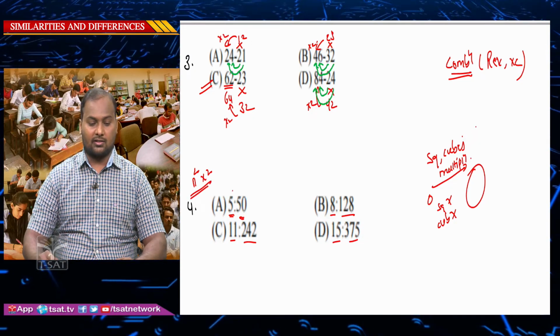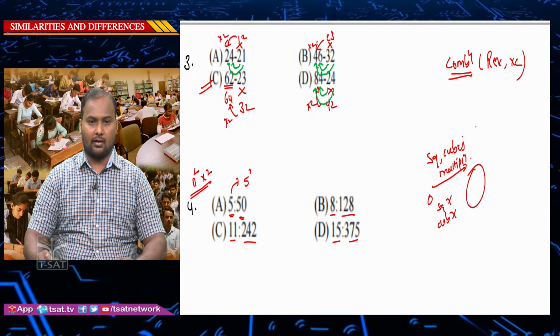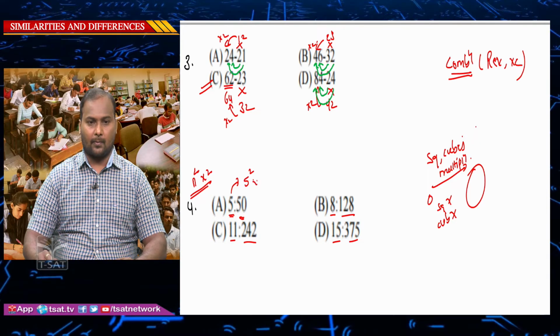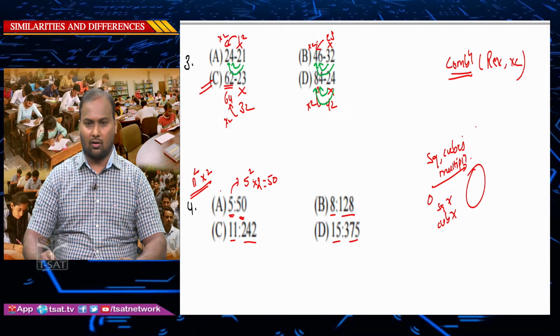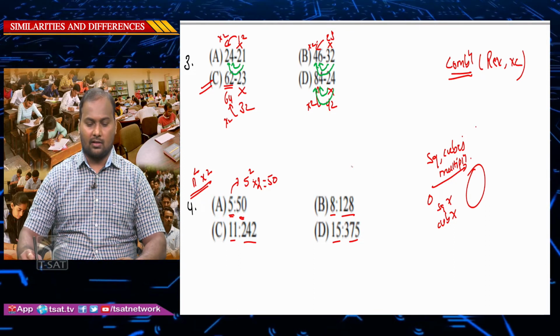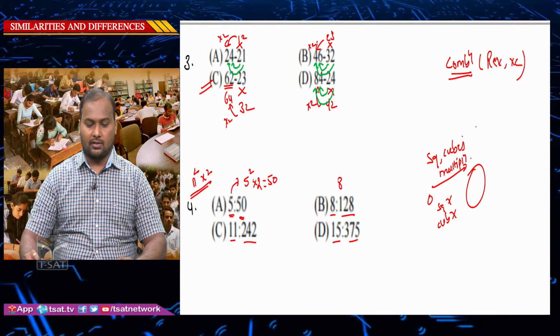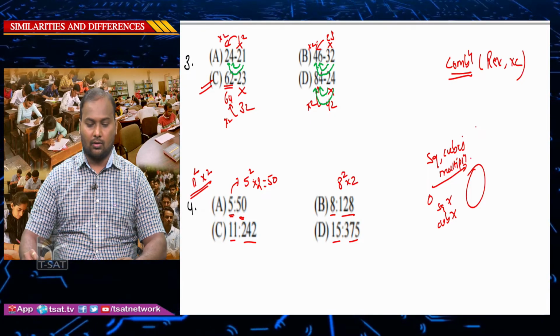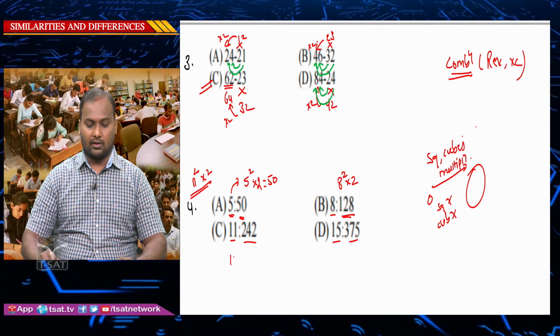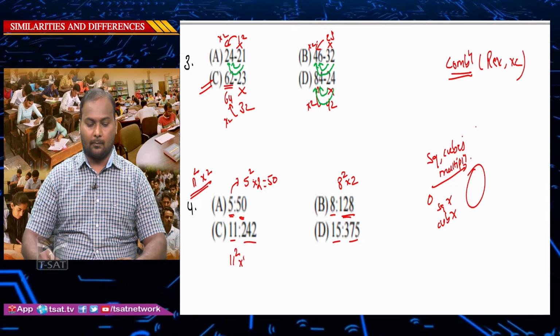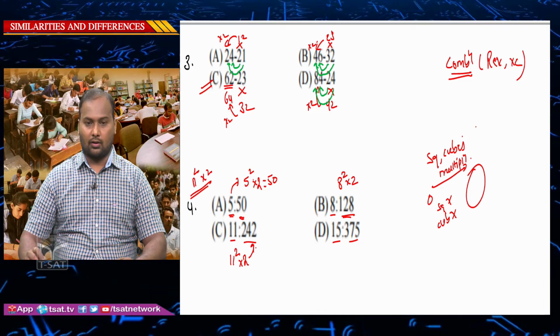Let's see this. For example, here you are having 5, so I can write like 5 square, that is 25, multiplied by 2, then you get the answer as 50. So here the logic is combination. In the same way 8 square is 64 multiplied by 2, so you'll get answer as 128. In the same way 11 square is 121, again multiplied by 2, you are going to get 242.